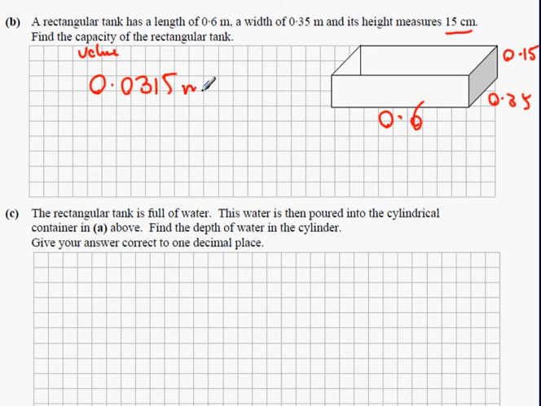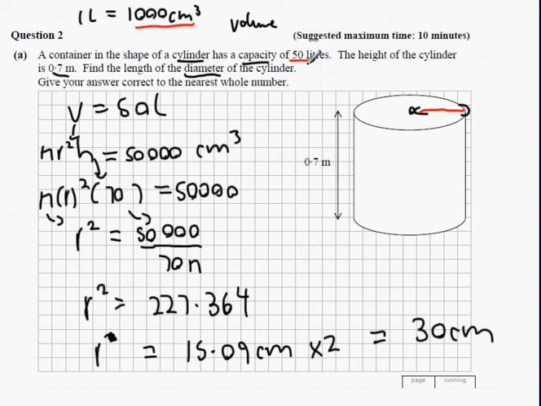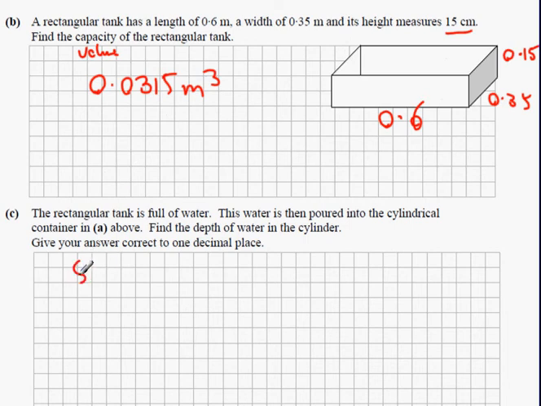The rectangular tank is full of water. The water is then poured into the cylinder in container A above. Find the depth of the water in the cylinder. Give your answer correct to 1 decimal place. Now lads, the problem is the answer for the cylinder was in centimetres, or in litres, yeah? So the volume of the tank was 31,500 centimetres cubed. Okay? Now we have two options here.